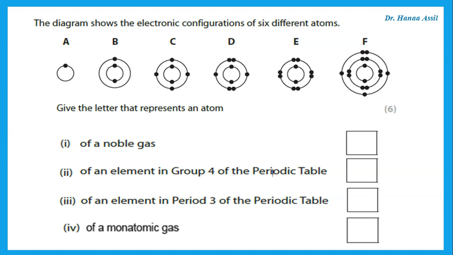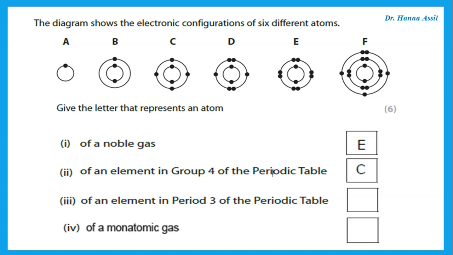In questions, we could be given the electron configuration and use that to determine which of these is a noble gas. Well, we look at the one that has a full outer shell. So E has 8 electrons in its outer shell. It's probably a noble gas. An element in group 4. How do I know if something is in group 4? If it has 4 electrons in its outer shell. The group number is the number of electrons in outer shell.